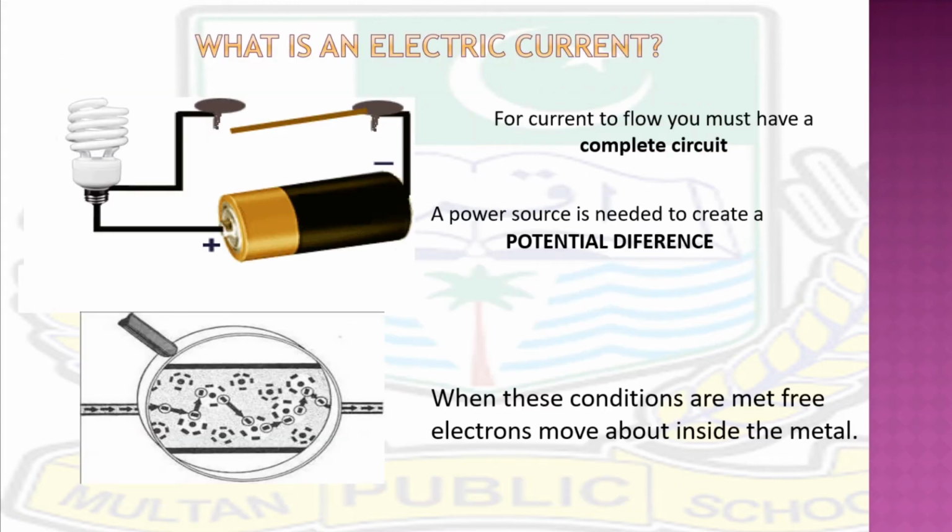Now, what is an electric current? For current to flow, you must have a complete circuit, as shown in the figure, and a power source is needed to create a potential difference. Now, what is potential difference? It is the difference of electrical potential between 2 points in a circuit. And when these conditions are met, free electrons move about inside the metal.